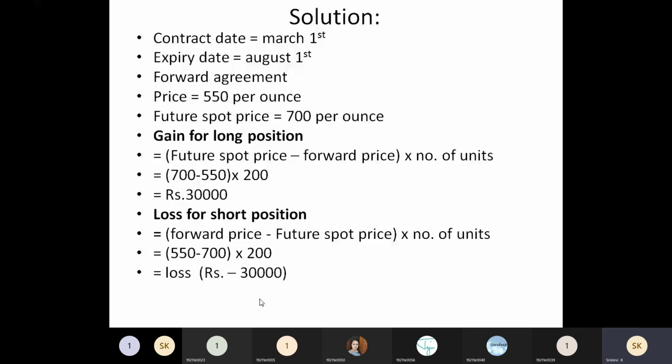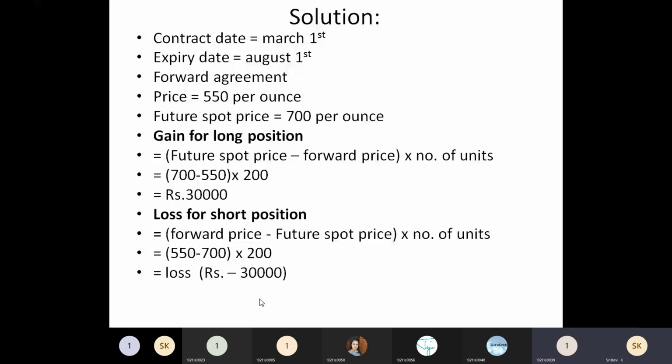Long position is nothing but the buyer. So that is the reason we have taken that gain formula: future spot price minus forward price, into number of units. So here in the long position, how much profit are we getting? 700 minus 550, into 200, is 30,000 rupees. So the buyer will be gaining 30,000 rupees.